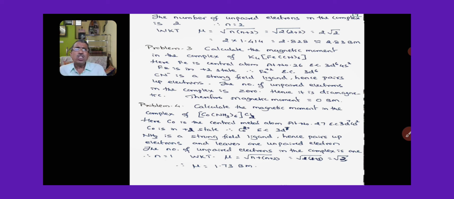So take another problem. Such problems will be asked in the examinations. Calculate the magnetic moment of the complex potassium ferrocyanide. Once again, you must know the central atom in this complex is iron, atomic number 26, electronic configuration 3d6 4s2. In this complex, iron is in the +2 state, hence its electronic configuration becomes 3d6. Once again, cyanide is a strong field ligand and all the 6 electrons get paired up. So this complex is diamagnetic in nature. Similarly, you take many examples of this type and calculate the magnetic moment.